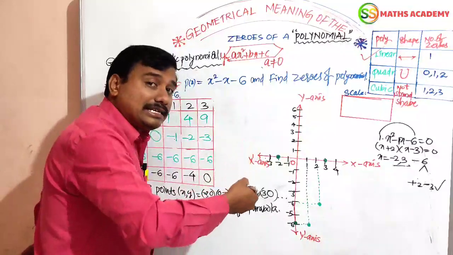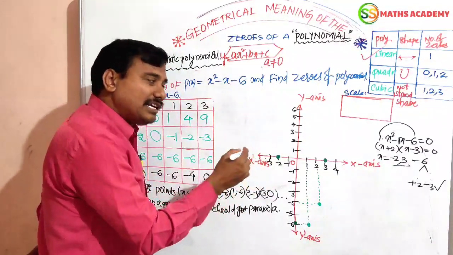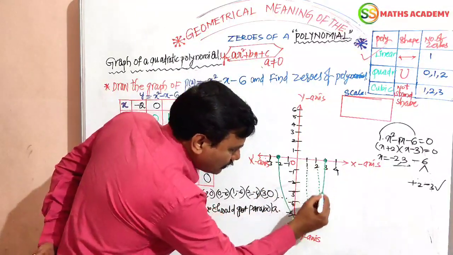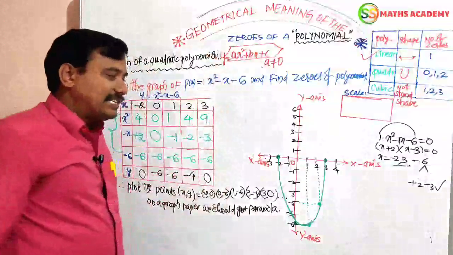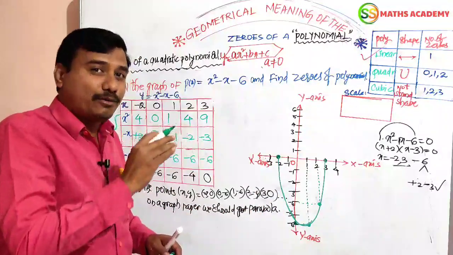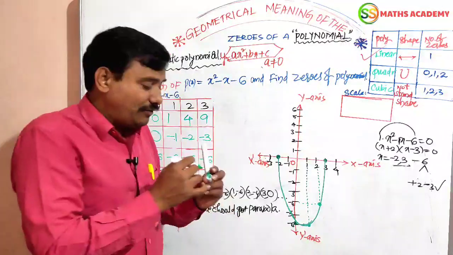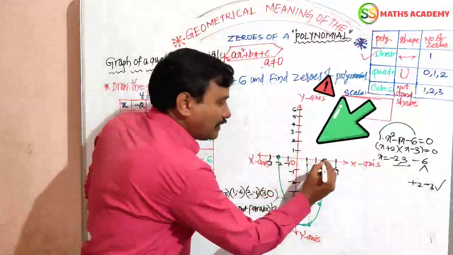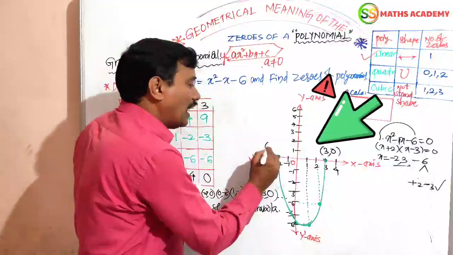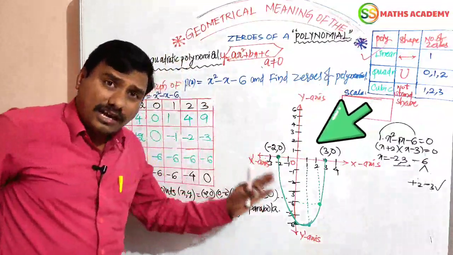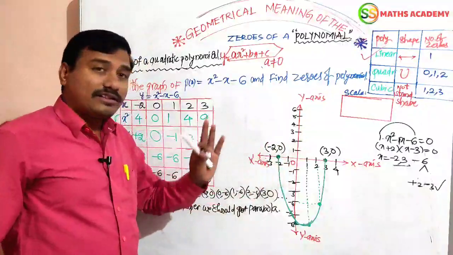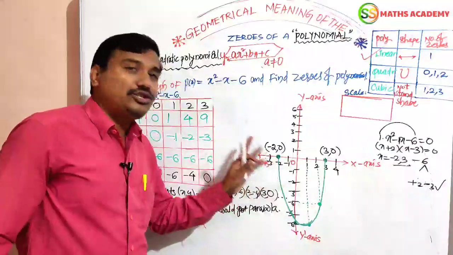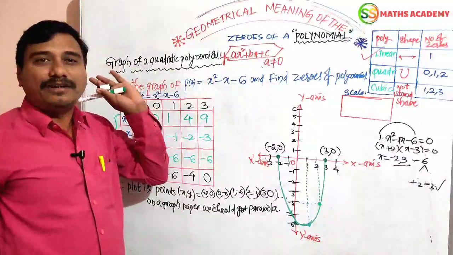Now you have to draw the graph carefully, like this. It is in the shape of an upward parabola. This given polynomial will intersect the x axis at two distinct places, 3, 0 and minus 2, 0. Thus we can say that these x coordinates, 3 and minus 2, are the zeros of the given polynomial.